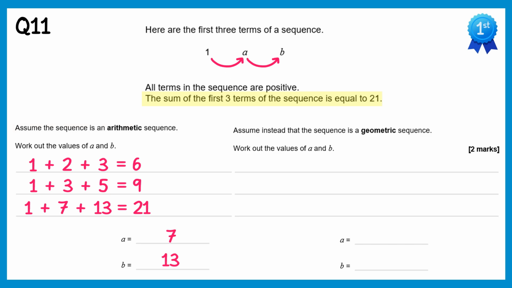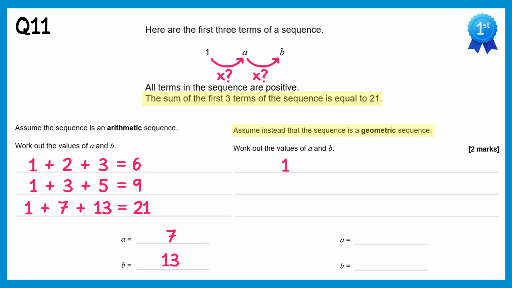Now we're going to repeat the same process, but instead it's a geometric sequence. For a geometric sequence, to get from one term to the next rather than adding or subtracting, you're going to multiply or divide. So, we're going to start with 1 again, and we're also aiming for a sum of 21. So what if it was multiplied by 2 each time?